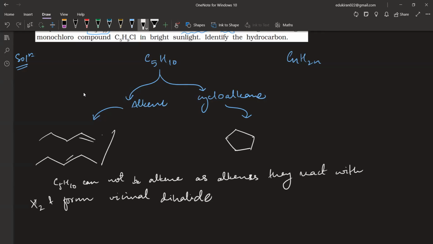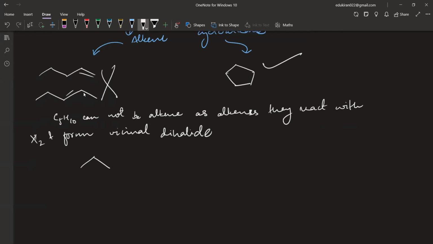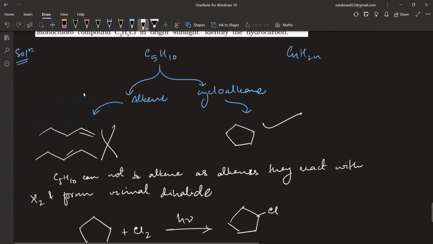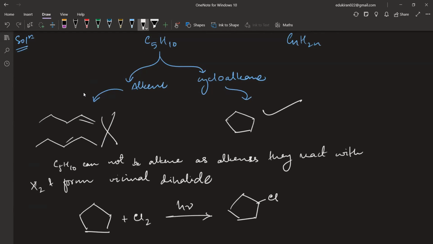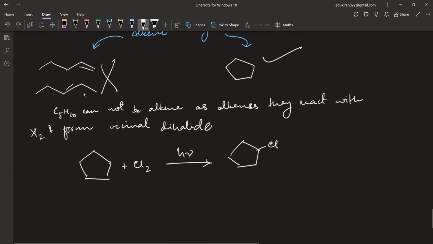Now, if it cannot be alkene, the only possibility is cycloalkene, and then you show the reaction. If you have cycloalkene like this and we do Cl2 in the presence of light, it is going to give only one monochloro product, chlorocyclopentane. Then we have to show that it does not react in the dark. So we can make another arrow, show dark, add Cl2, and show that no reaction occurs.